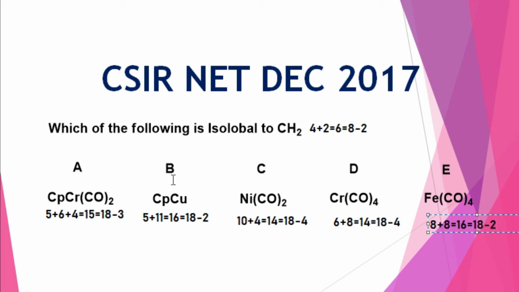So you can see that B and E both are isolobal to CH2, so this is the correct answer. So B and E are isolobal to CH2. So let's move on to our next problem.